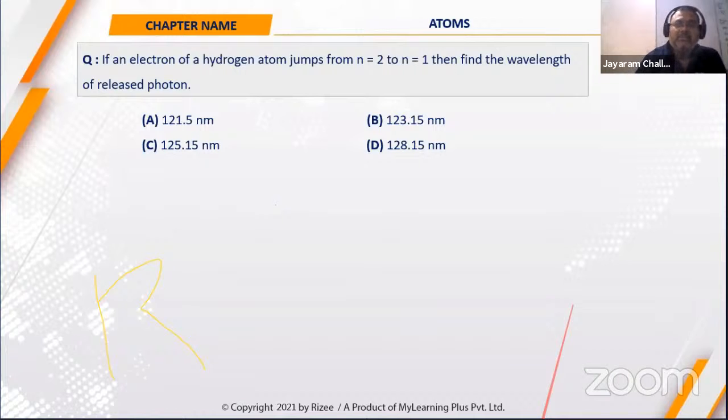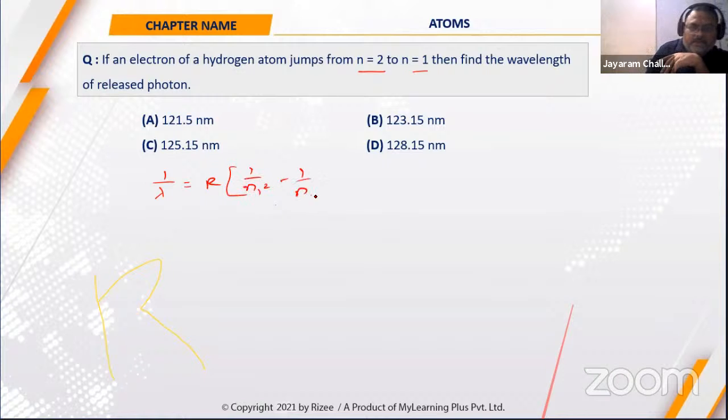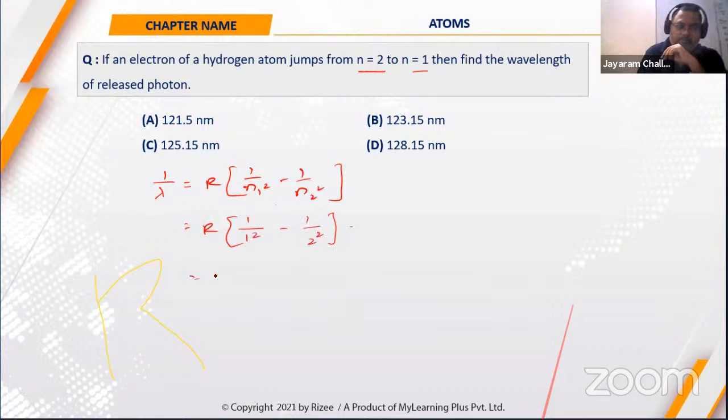Now, in solving these sums, in this case he has asked for the jump from n equal to 2 to n equal to 1. So find the wavelength. We can use the standard relation 1 by lambda is equal to R into 1 by n1 square minus 1 by n2 square. I'm writing this relationship. Now substitute the n1 value and the corresponding values. So that is R into 1 by 1 square minus 1 by 2 square, which is equal to the R value.